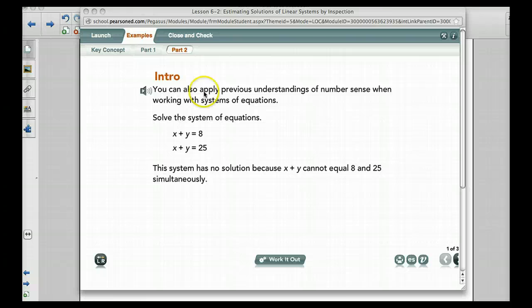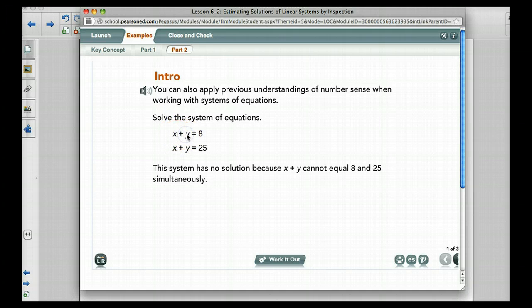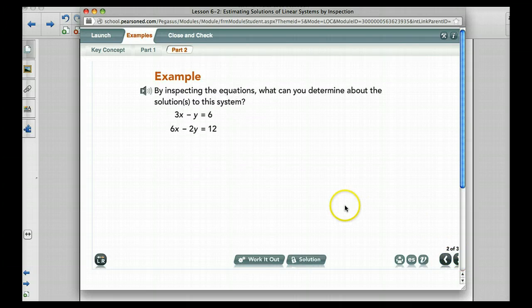So basically what they're saying is x plus y equals 8. Well, then x plus y can't equal 25. If we put two numbers in here, let's say 2 and 6, 2 plus 6 equals 8. 2 plus 6 cannot equal 25. So this has no solution. And we figured that out without doing any math, just by investigating. So we click the next over here, and we get 2.